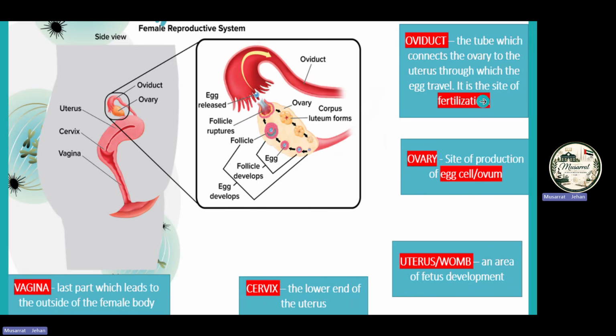Now you know what is fertilization? The fusion of the egg cell and the sperm cell is called fertilization. This fertilization takes place where? In the oviduct here, in the oviduct. And the ovary is the site of production of the egg cell. The egg cell is produced in the ovary and is called the ovum. The uterus is the womb, an area where the fetus, the baby, is going to develop. The cervix is the lower end and the vagina is the last part, which leads outside the female body.